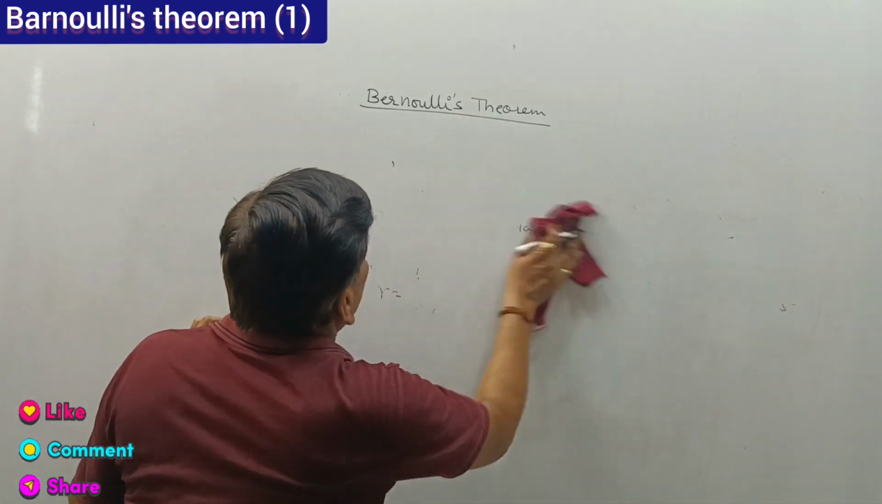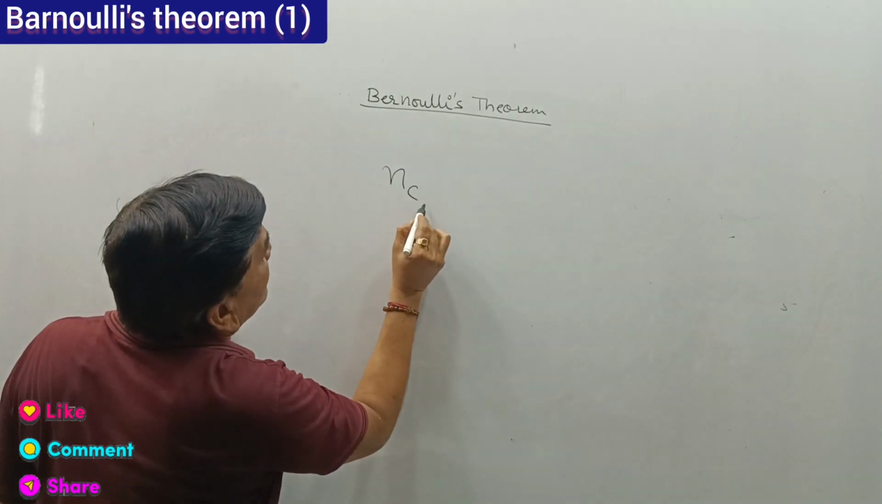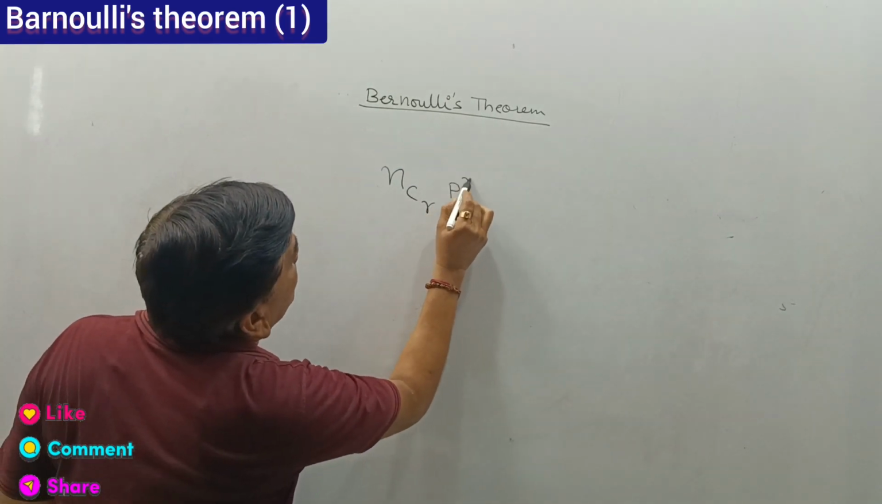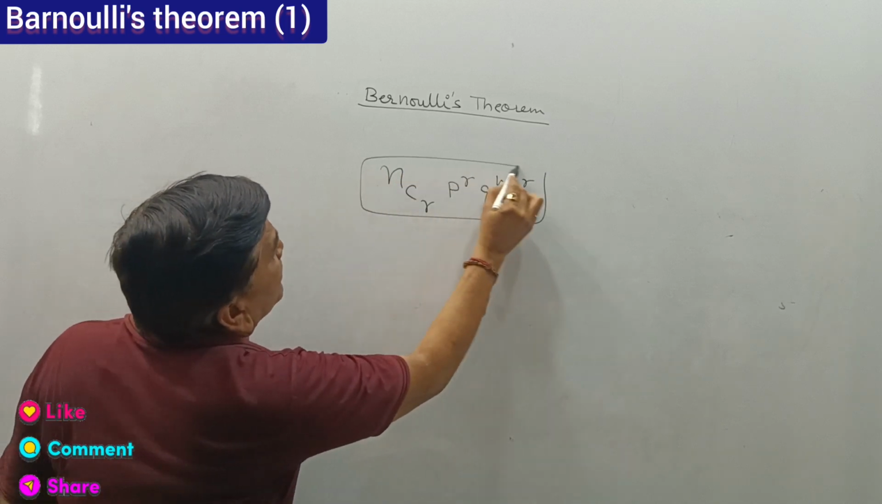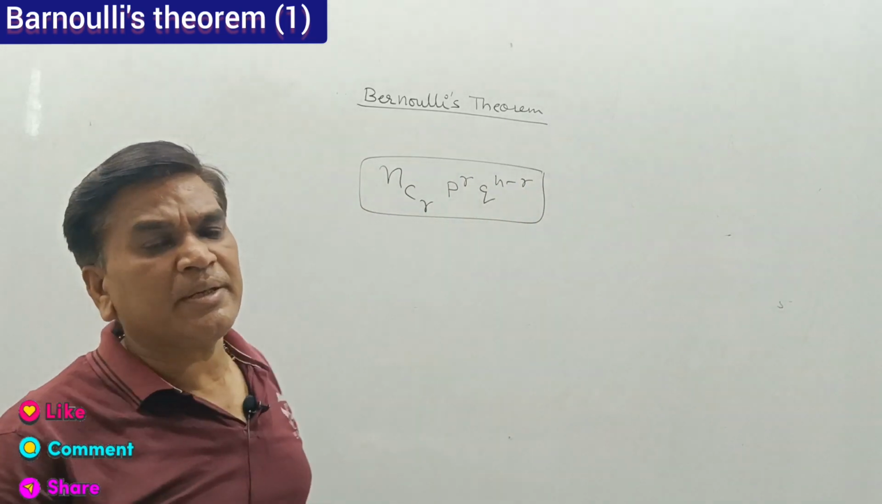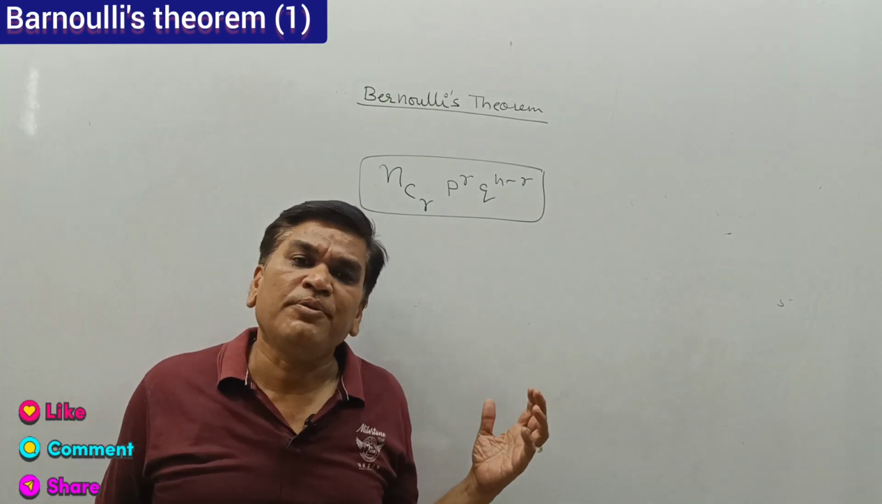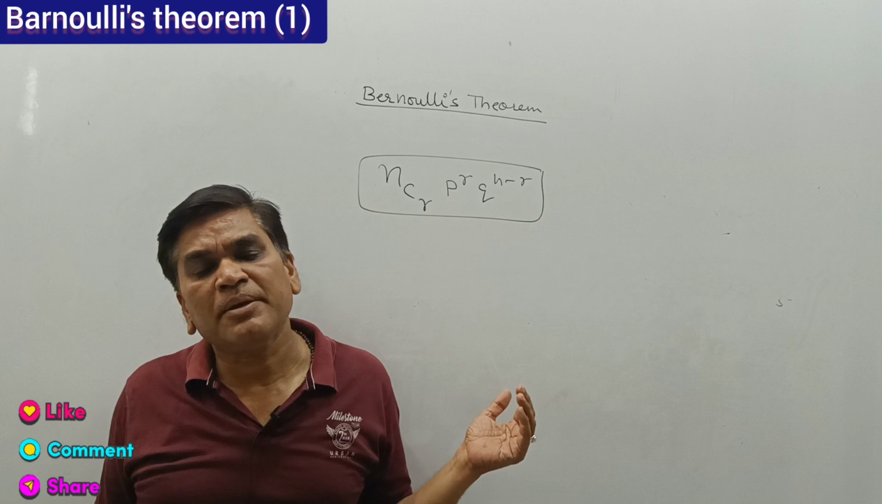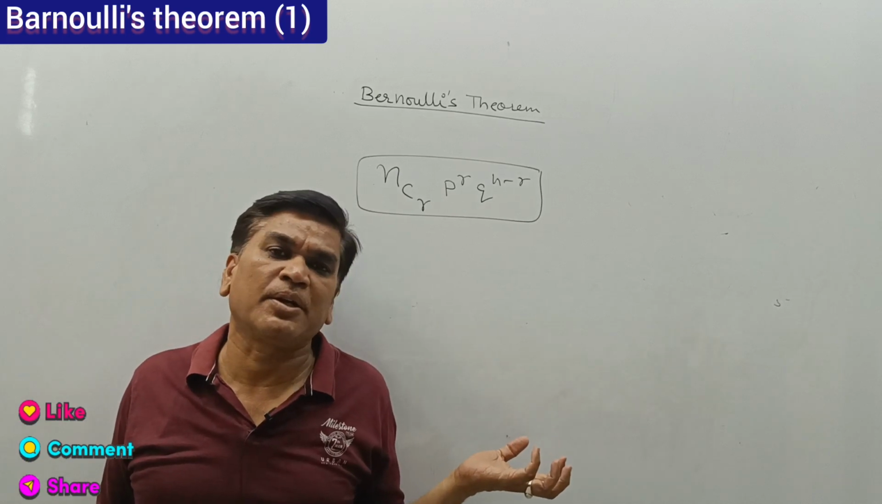Again I am writing nCr p raised to power r, q raised to power n minus r. This is the Bernoulli theorem, and it is very important when we calculate probability. In today's video we will discuss how many types of questions may be related to the Bernoulli theorem.